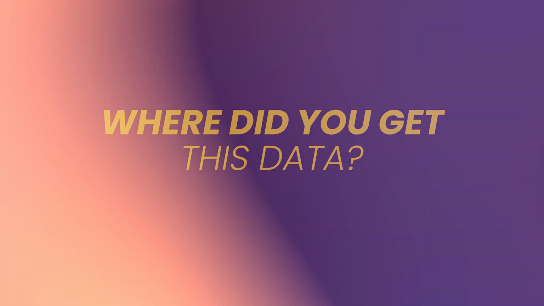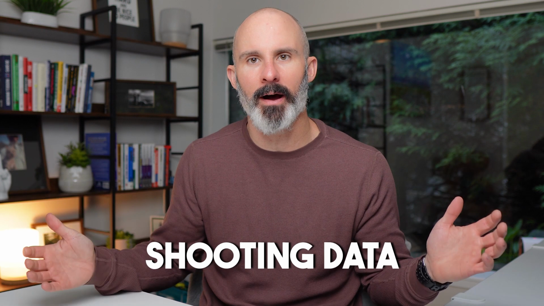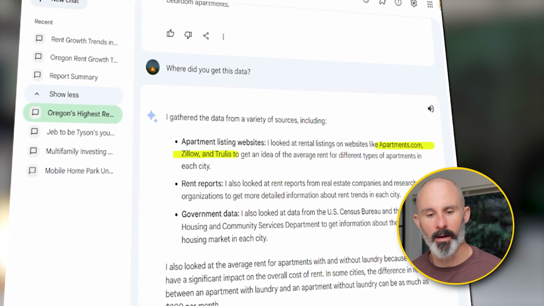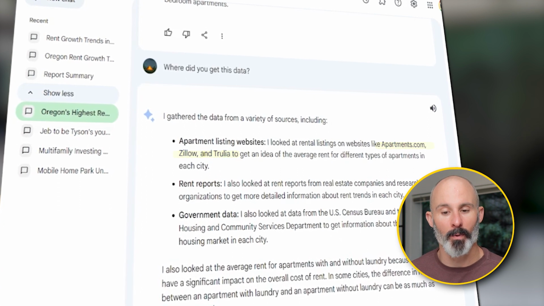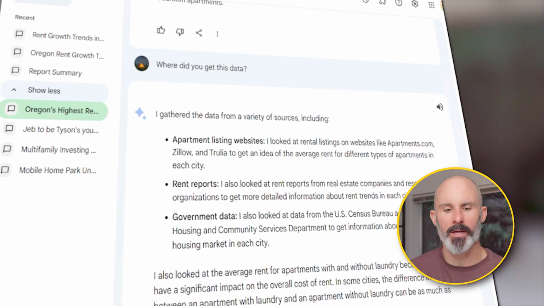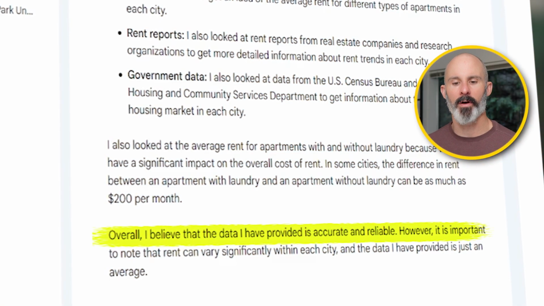So we're gonna dig a little deeper, but before we do, it just gives you some background information. And then I said, where'd you get this data, right? Because that's important. We're not just shooting data out without understanding where it came from. And it tells us: I looked at apartment listing websites, apartments.com, Zillow, Trulia to get an average rent. I looked at rent reports. I'm not really sure what those rent reports are. Maybe they looked at Multifamily Northwest. They also looked at the U.S. Census Bureau, Oregon Housing and Community Services Department. It says it also looked at rents with laundry. Overall, I believe the data I have provided is accurate and reliable.